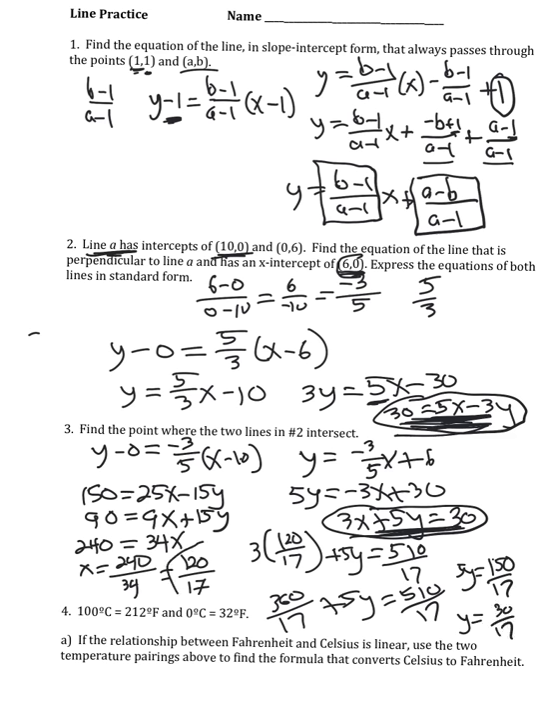Okay, so our x is 120 over 17. Our y is 30 over 17.